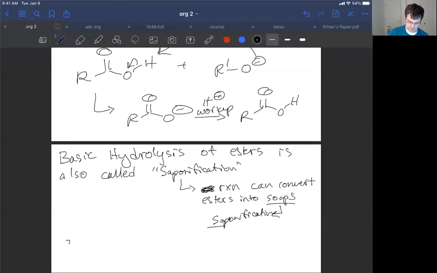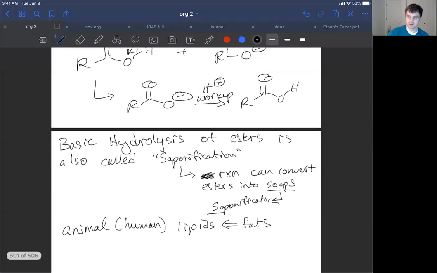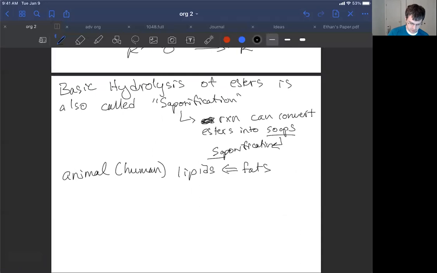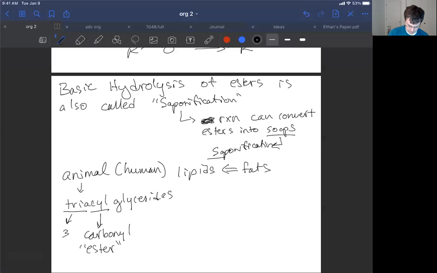Turns out that animal fats, a better word is lipids. These are just our fats, for those that haven't taken as much biology, and are typically triacylglycerides. So we have tri for 3, acyl means carbonyl, and for us that's an ester right now.